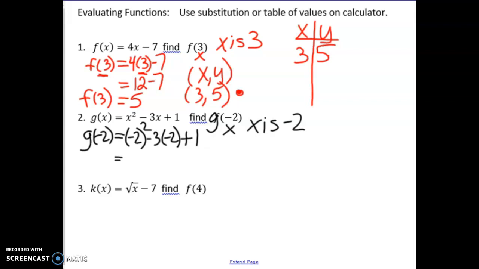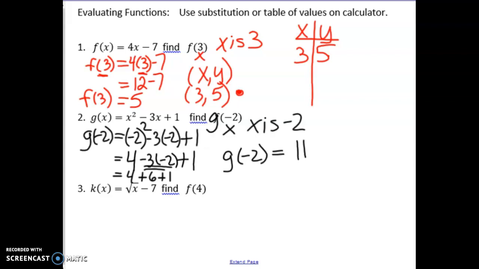So negative 2 to the second power is negative 2 times negative 2. A negative times a negative is a positive 4. And then I'd want to rewrite the rest of the problem. After this, it's very tempting to maybe subtract 4 minus 3, but I really want to multiply first. So I'm going to do negative 3 times negative 2 for a positive 6, plus 1. And then it's just 4 plus 6 plus 1, which would end up being 11. So we can write this out as g of negative 2 equaling 11.